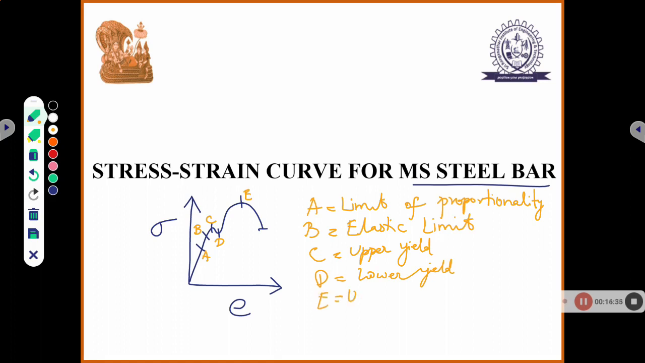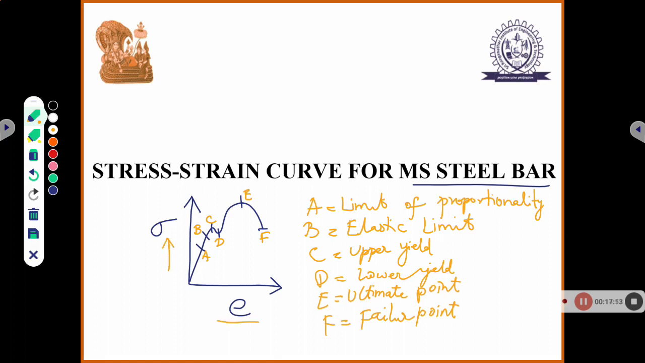So for a stress-strain relationship, why we are going to study these points, I'll explain. So E is ultimate point and F is its failure point. So this is very important in strength of materials unit 1. So this is the basic stress strain curve. So always we are putting stress in the y direction and strain in the x direction.